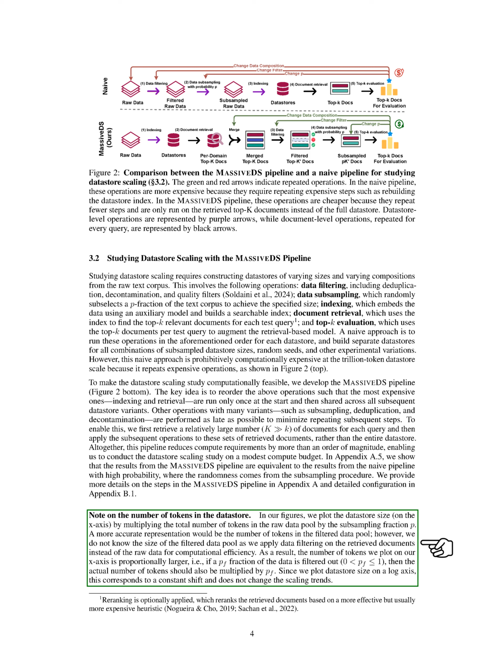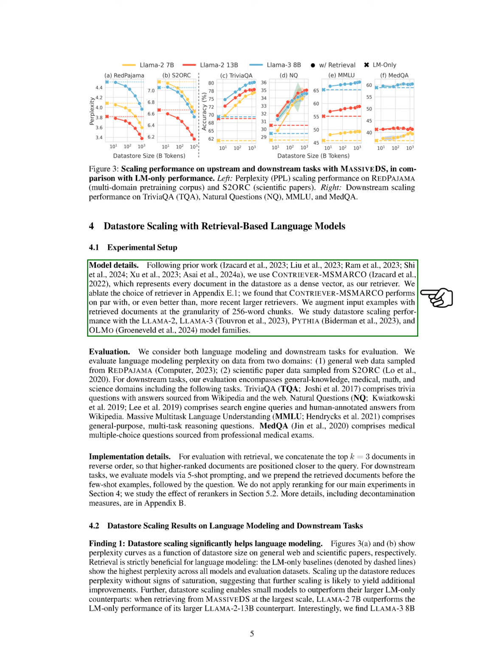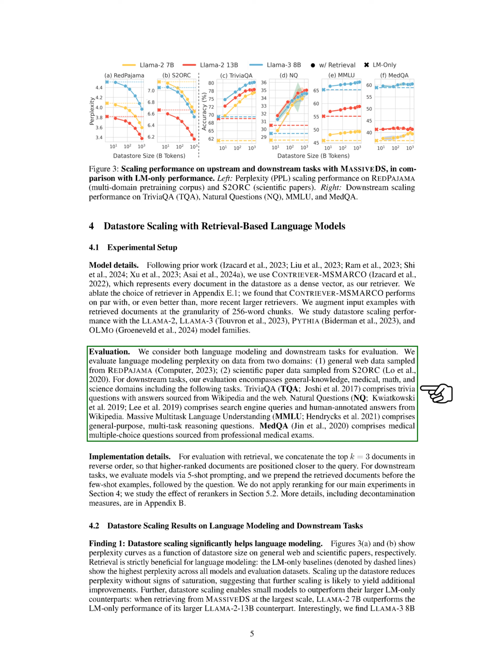In terms of model details, we utilize Retriever-MS Marco, which represents each document in the datastore as a dense vector, as our retriever. We explore the choice of retriever in the appendix and find that Retriever-MS Marco performs comparably to, or even better than, more recent larger retrievers. We enhance our input examples with retrieved documents in 256-word chunks. We assess datastore scaling performance using the Llama 2, Llama 3, Pythia, and Olmo model families. For evaluation, we consider both language modeling and downstream tasks.